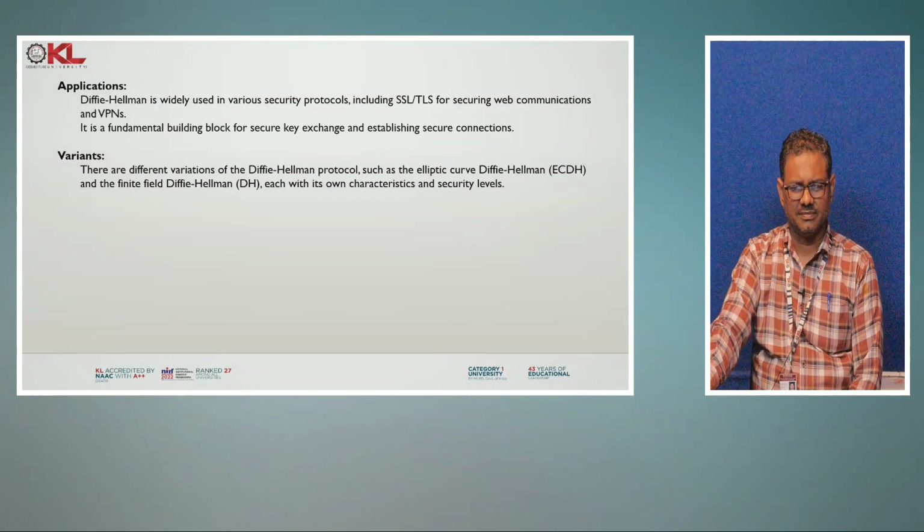Applications. Here also web communications and VPNs we are using. It is a fundamental building block for secure key exchange in secure applications. What are the different variants here? Elliptic curve Diffie-Hellman as well as finite field Diffie-Hellman, each with its own characteristics and security levels. These are the variants.